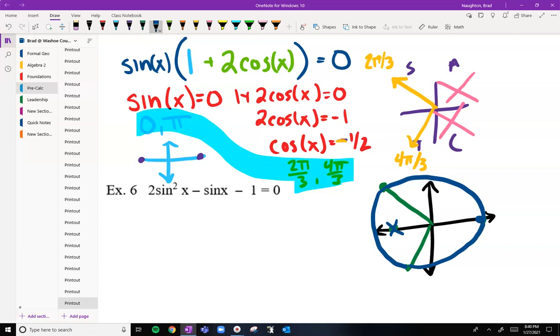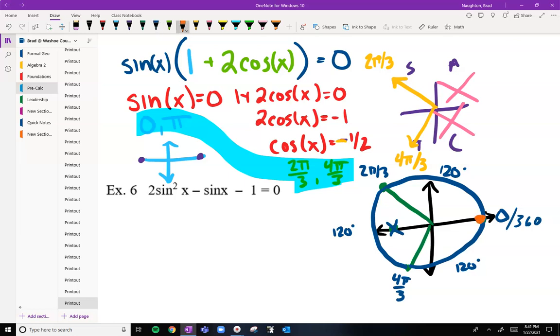because this is 0, 2 pi over 3, and sometimes we need to see it in degrees, so 120 degrees. And then this is going to be another 120 degrees to get me to 4 pi over 3. And this will be 120 degrees to get me back to 360. Alrighty. So all those are the same.